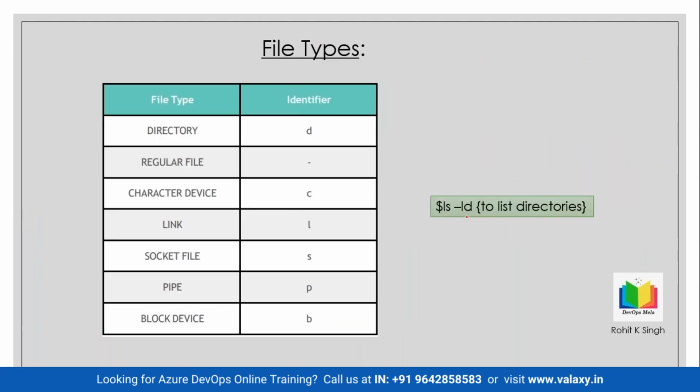Okay, so these are the different types of files which you will come across whenever you're working with Linux. As I said, anything starting with d is a directory. Anything starting with a dash is a regular file. Now let me go and show you.